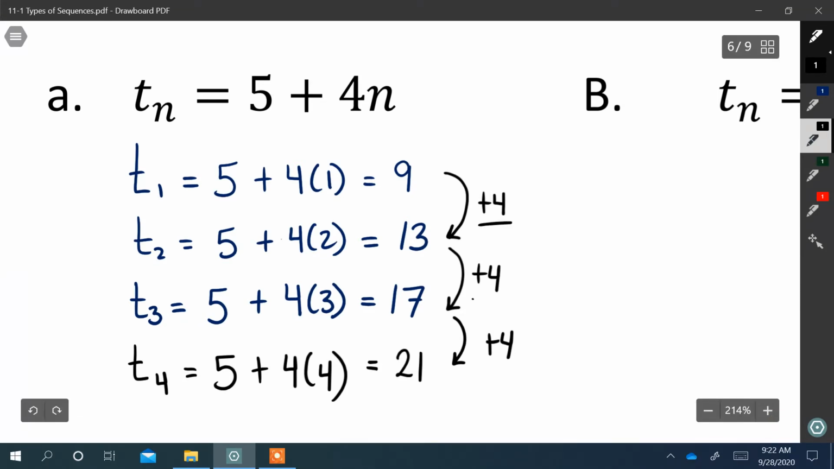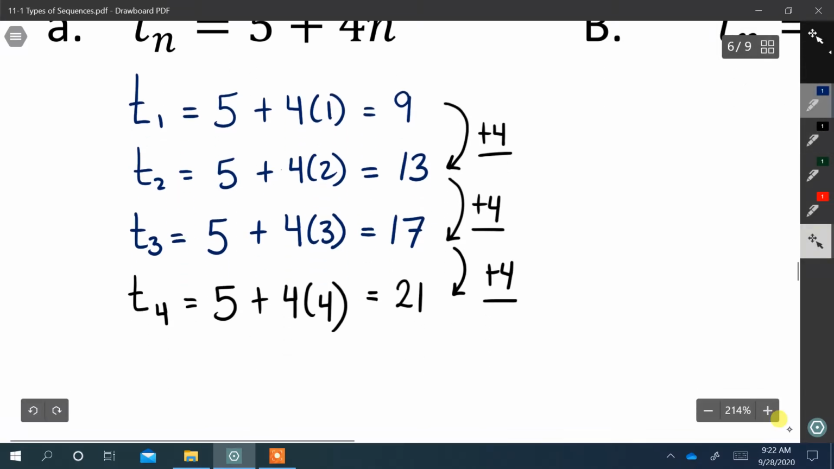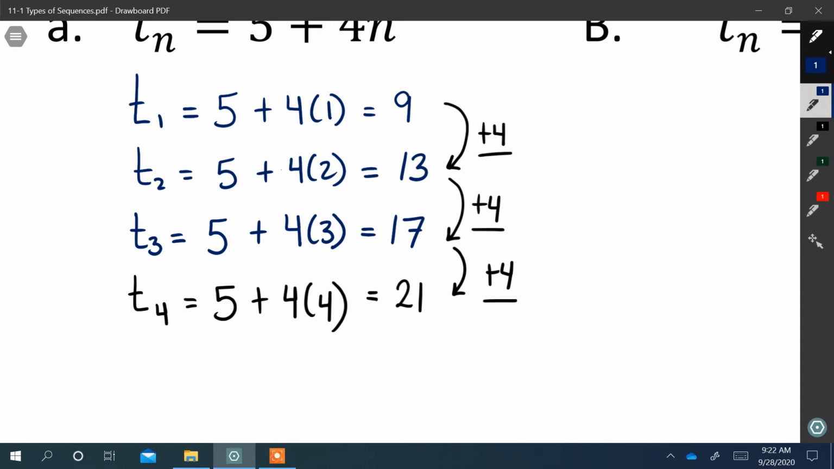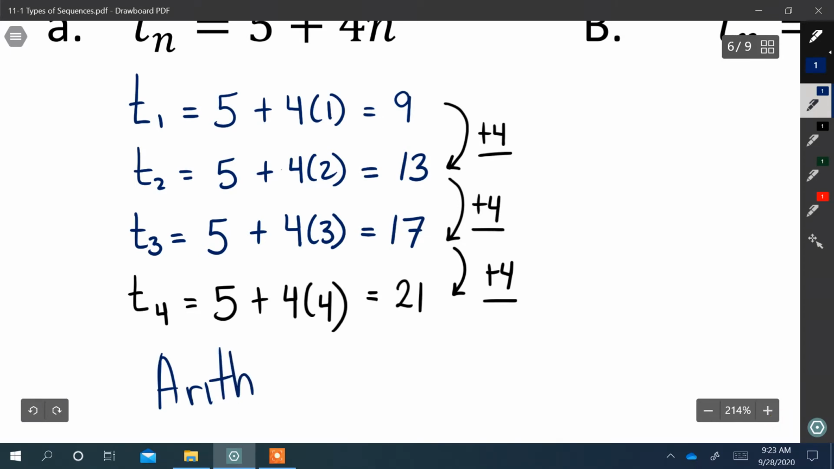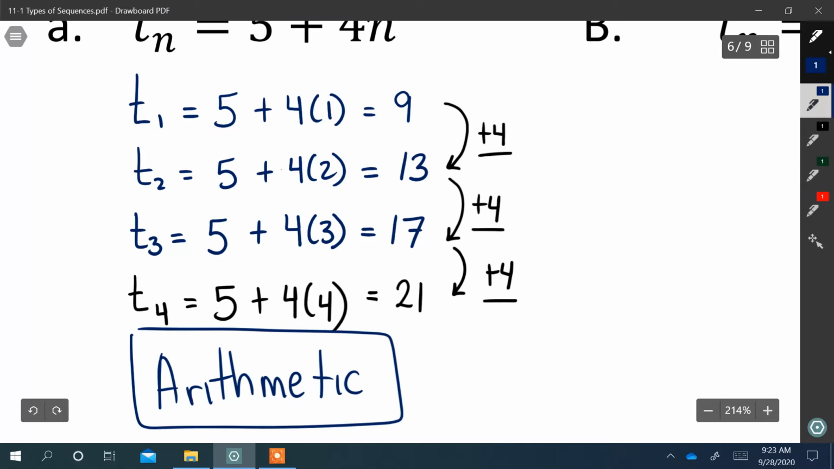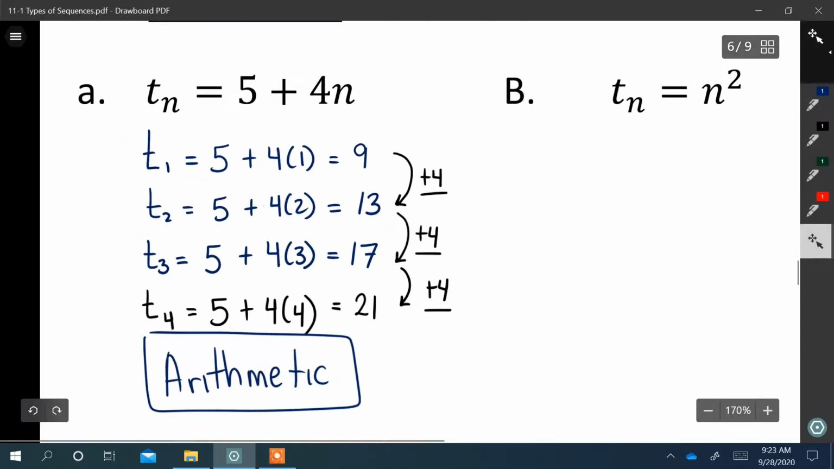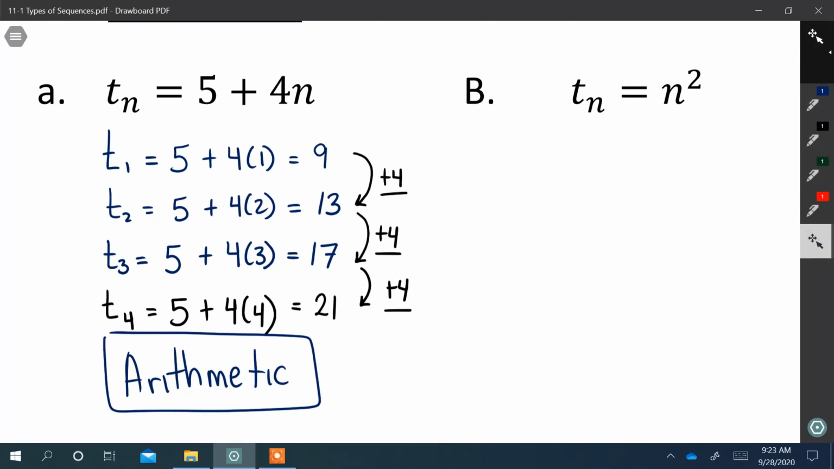Since we're adding 4 constantly all the time, then this is arithmetic. This would be an arithmetic sequence. And that's how we find those.